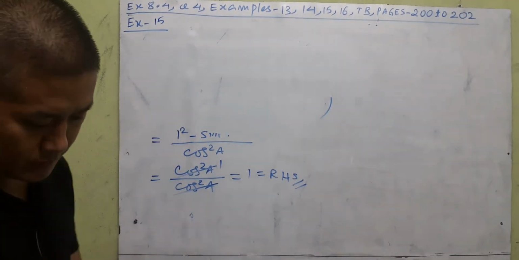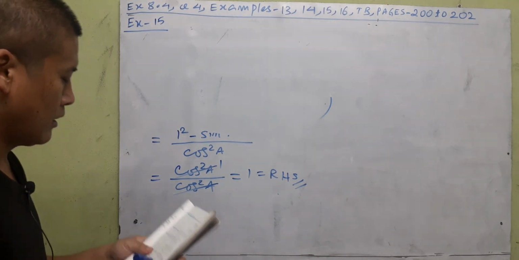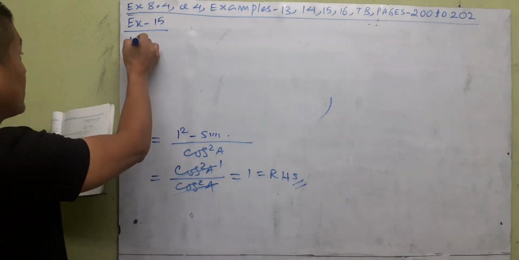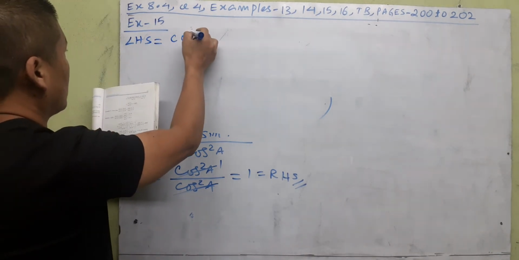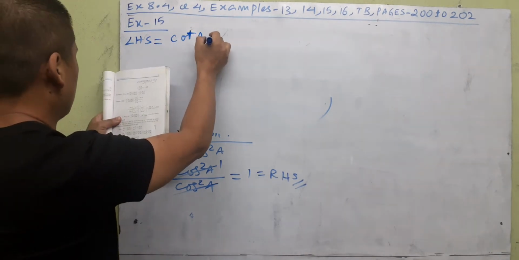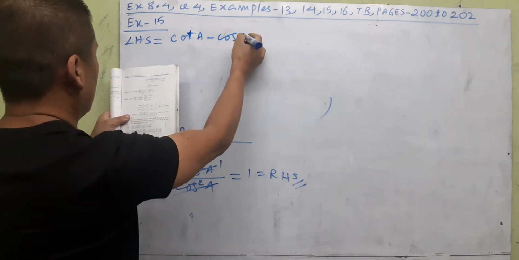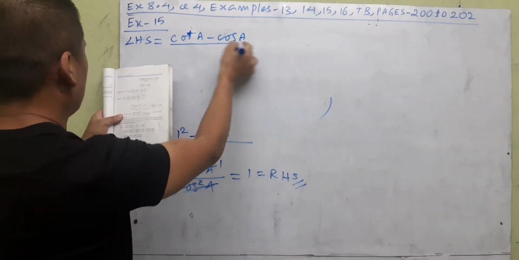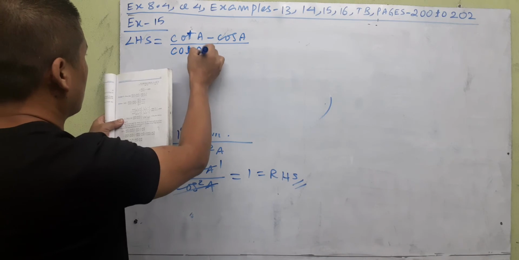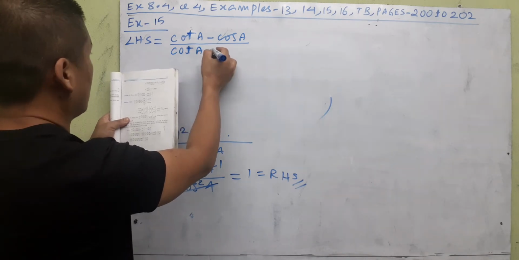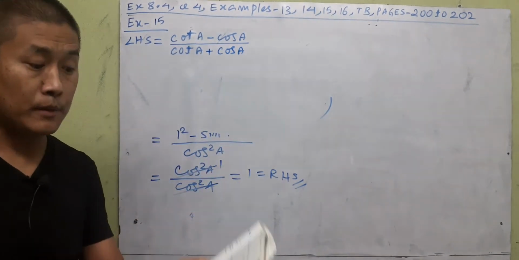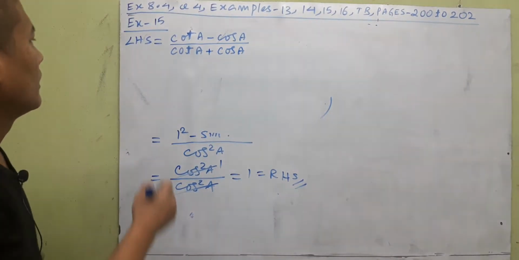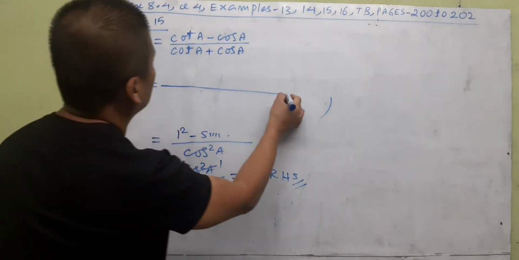Let us look into the question, page 201. Prove that, so let us take out the left hand side again, which looks more complicated. Cot A minus cos A by cot A plus cos A is equal to cosec A minus 1 by cosec A plus 1. So let's do this slowly.